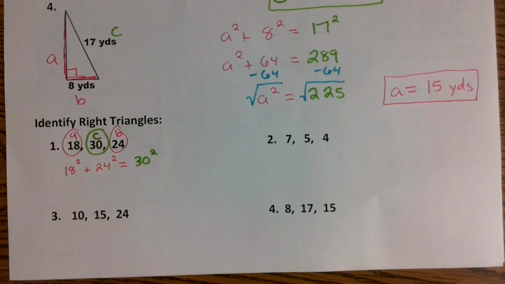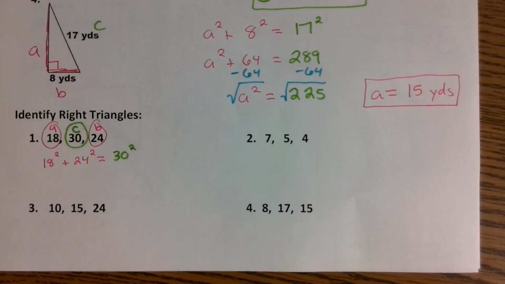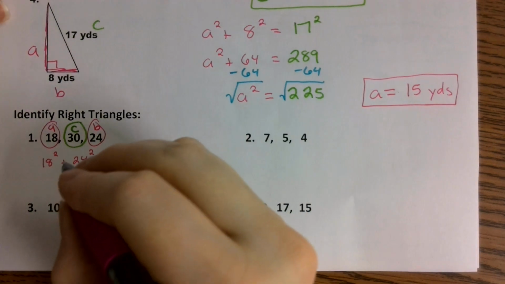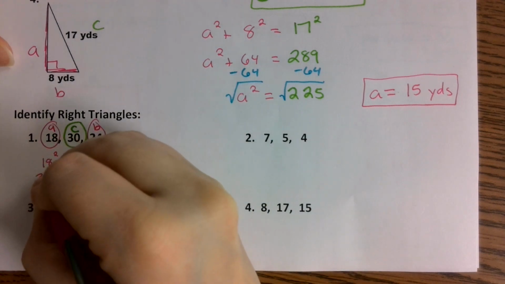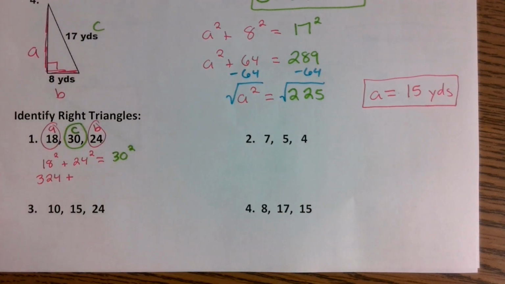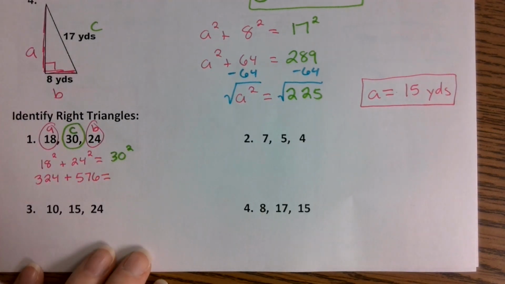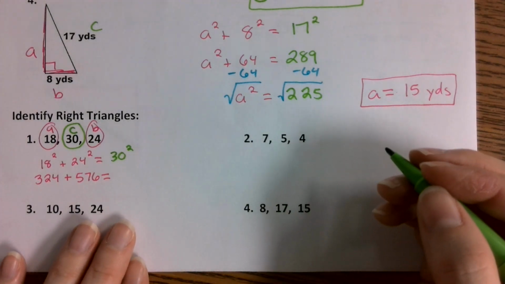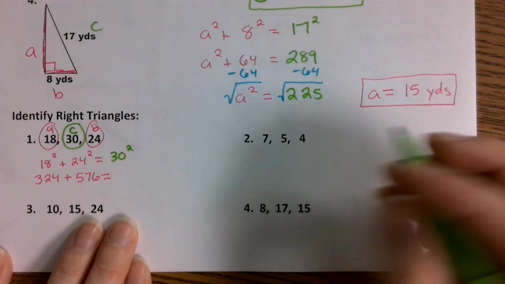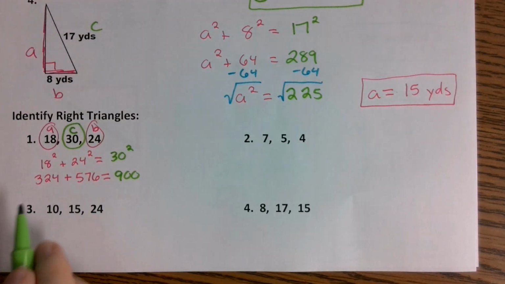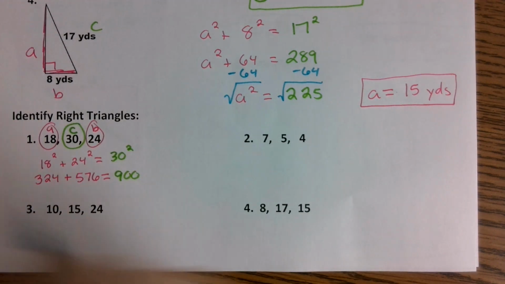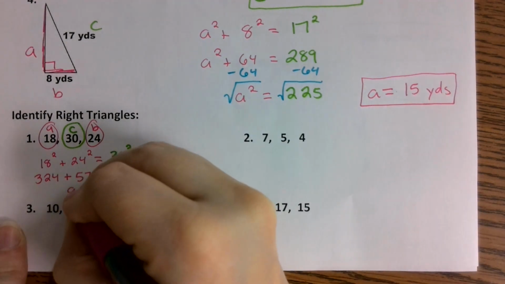What is 18 squared? Come on, guys. Who's got it memorized? Divya? 324. What is 24 squared? Bridget? 576. See, this is why it's helpful when you have those perfect squares memorized. 30 squared. Anybody know what 30 squared is? That should be an easy one. Alex? 900. Okay? So now we're just going to add 324 and 576. When we add those together, it comes out to 900.